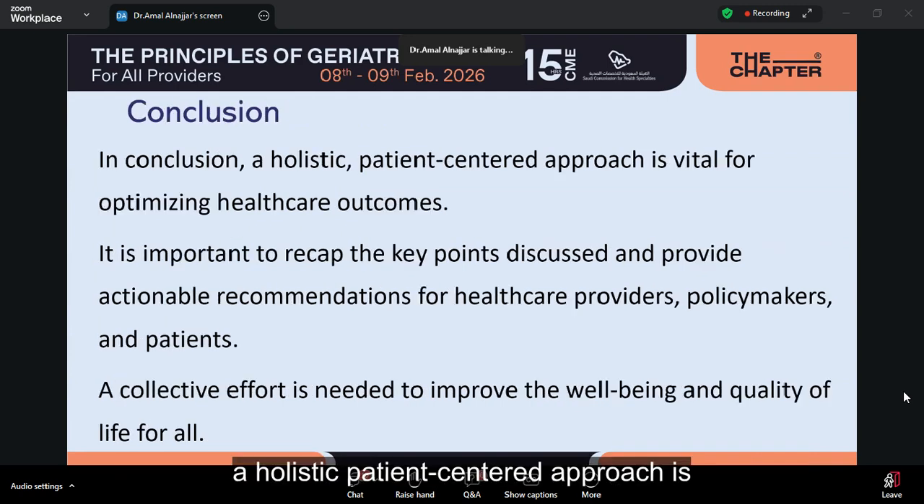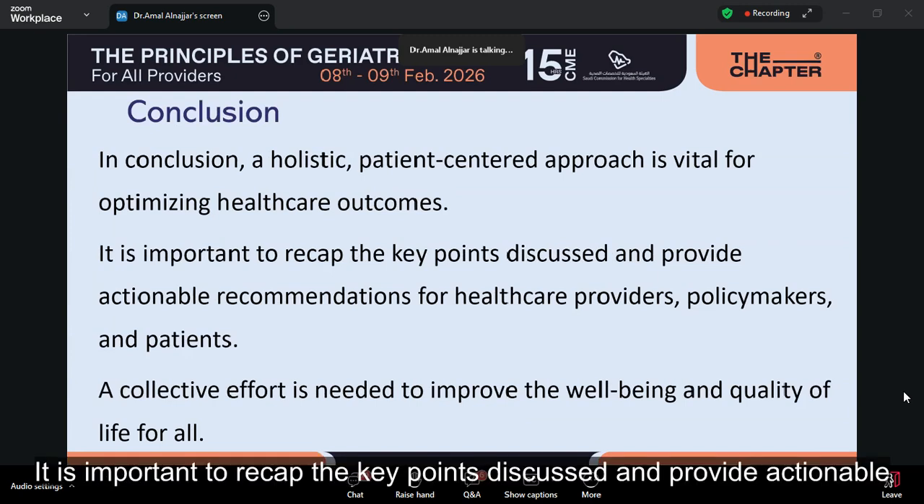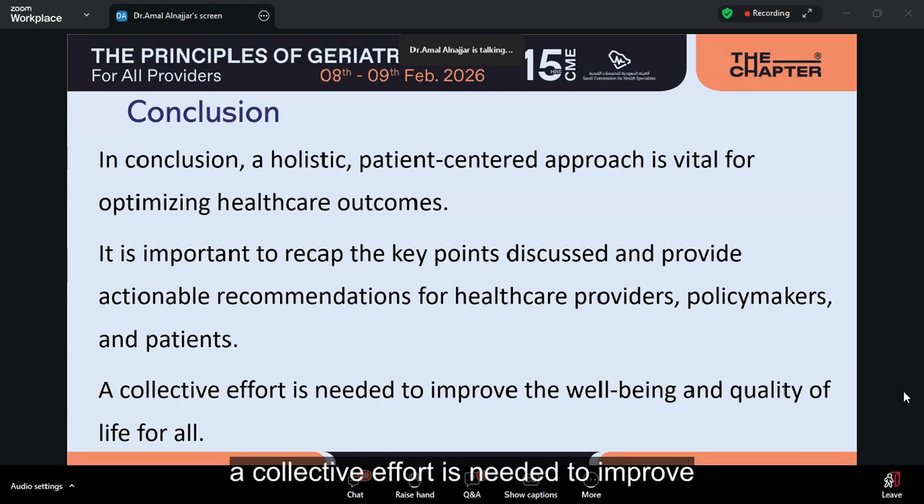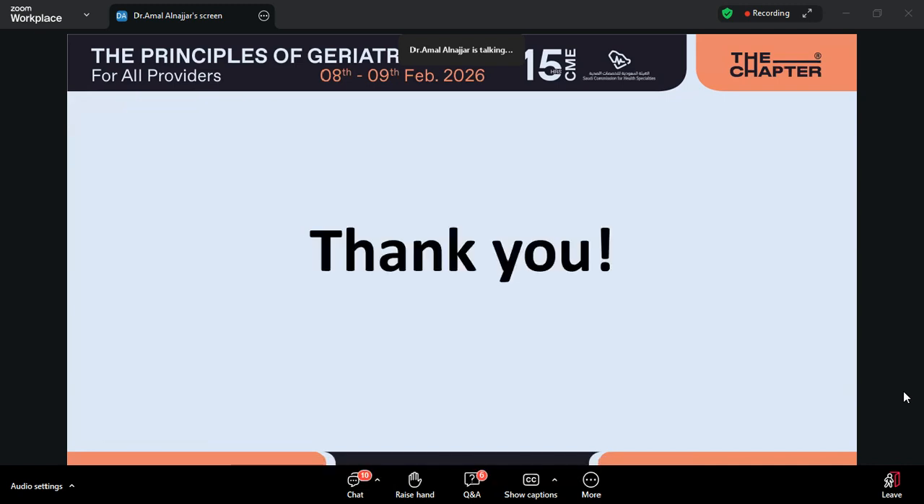In conclusion, a holistic patient-centered approach is very vital for optimizing healthcare outcomes. It is important to recap the key points discussed and provide actionable recommendations for healthcare providers, policymakers, and patients. A collective effort is needed to improve the well-being and quality of life of all types of population. And thank you.